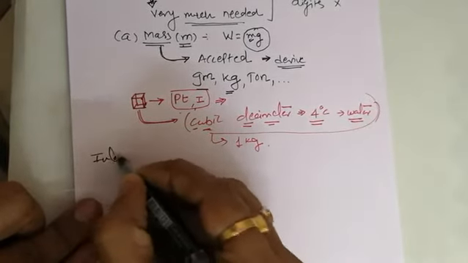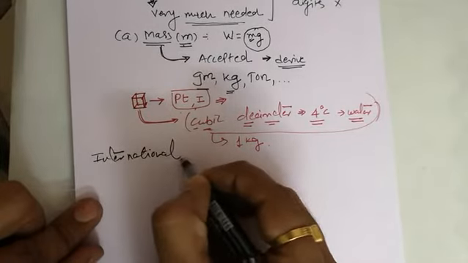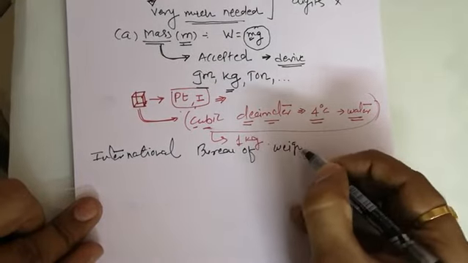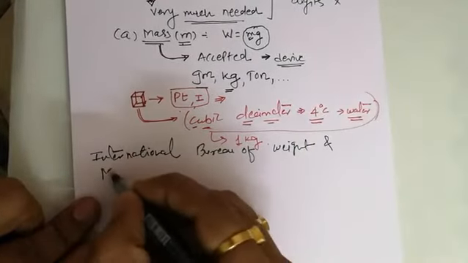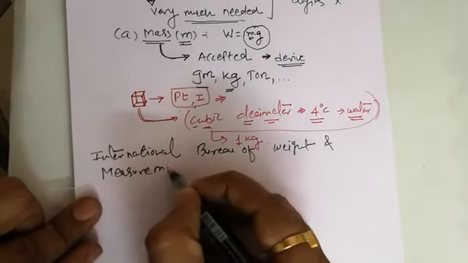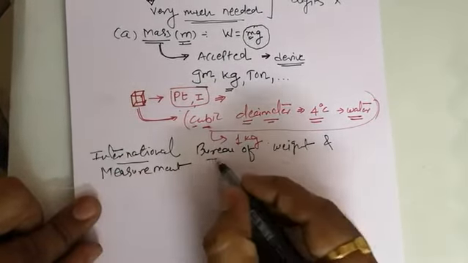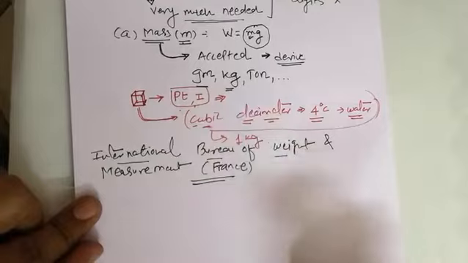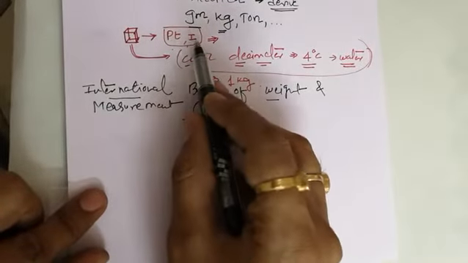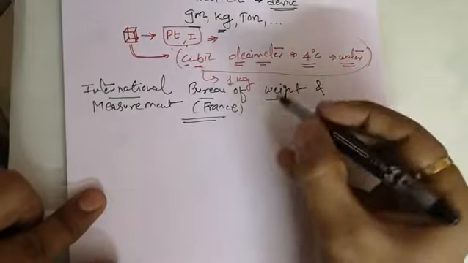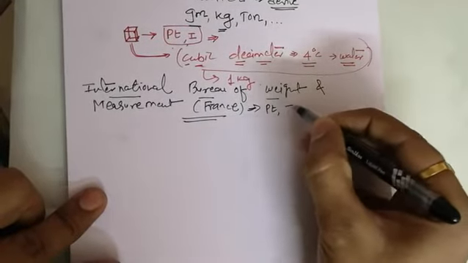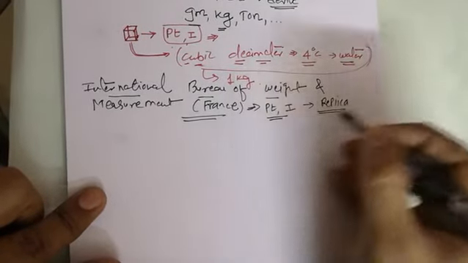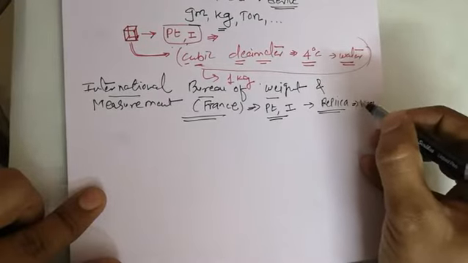So it is called the International Bureau of Weight and Measurement. This is the institution which is located in France, where platinum and iridium's replicas are placed. So platinum and iridium's replicas are placed as a reference of 1 kilogram.